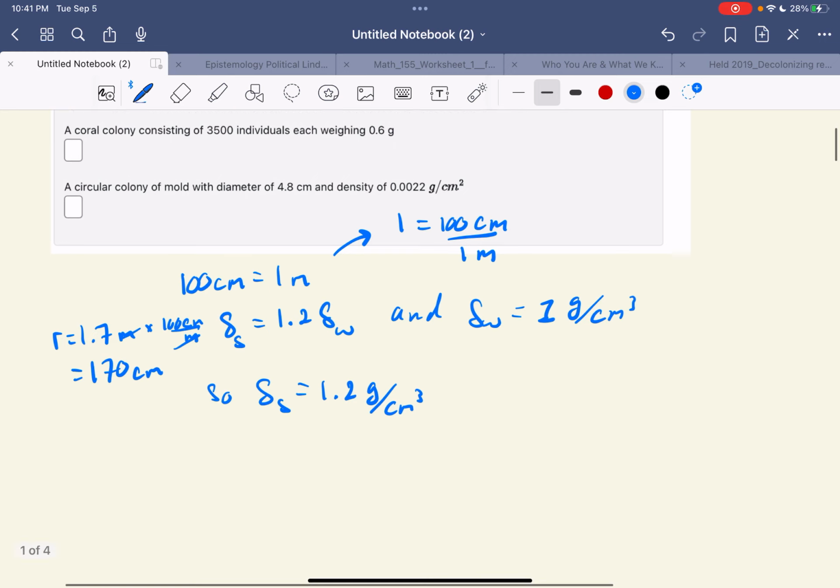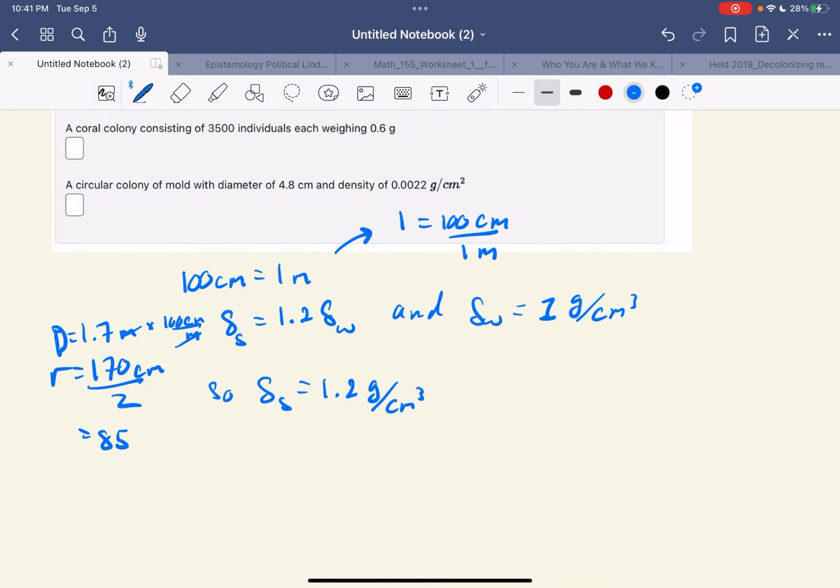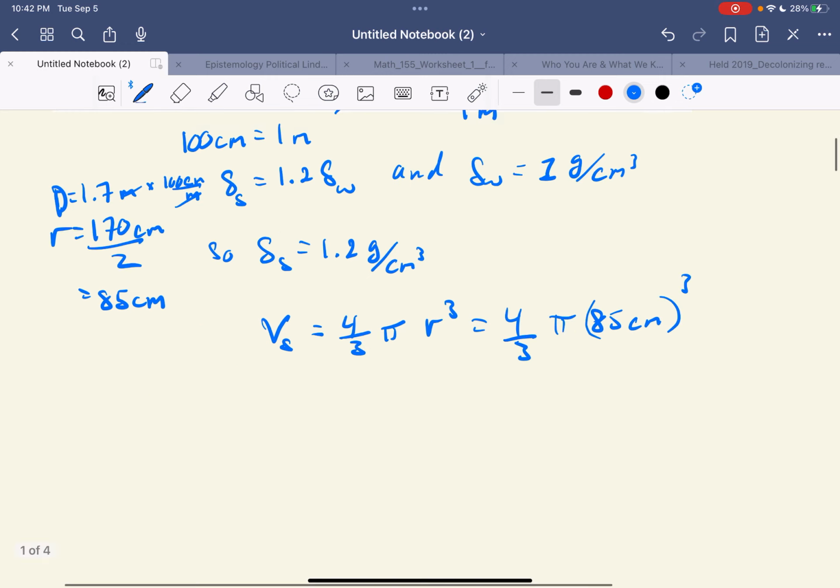Oh, sorry, I wrote radius. This is the diameter. The radius is that over 2, so that's 85 centimeters. Now, if I were to find the volume of the sphere, that's 4/3 pi r cubed. So that's 4/3 pi, and then r is 85 centimeters, cubed.